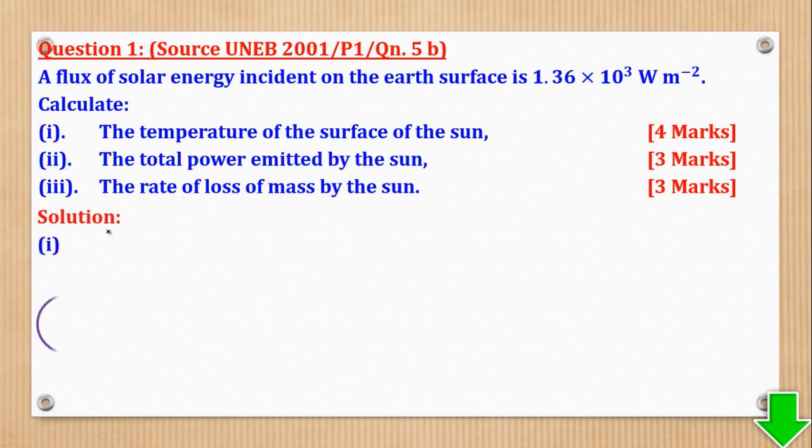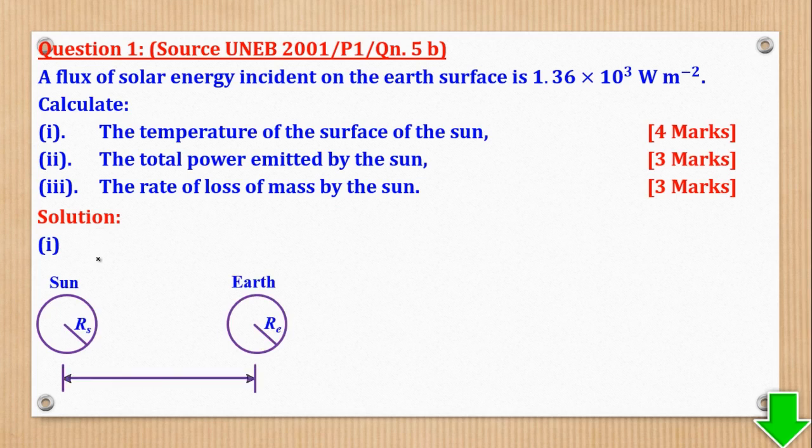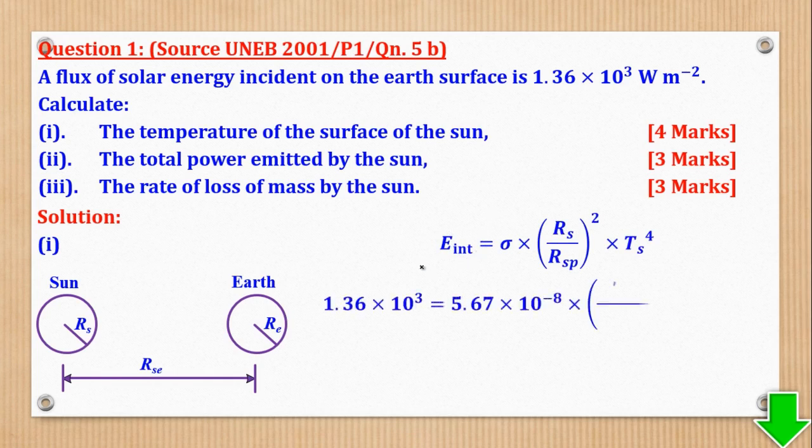So we shall start with Roman 1, but still it is easier to sketch for you to easily understand what you're doing. But sketching is optional, though it makes the work look neat. So we shall quote the formula for energy intensity. You all know this formula.